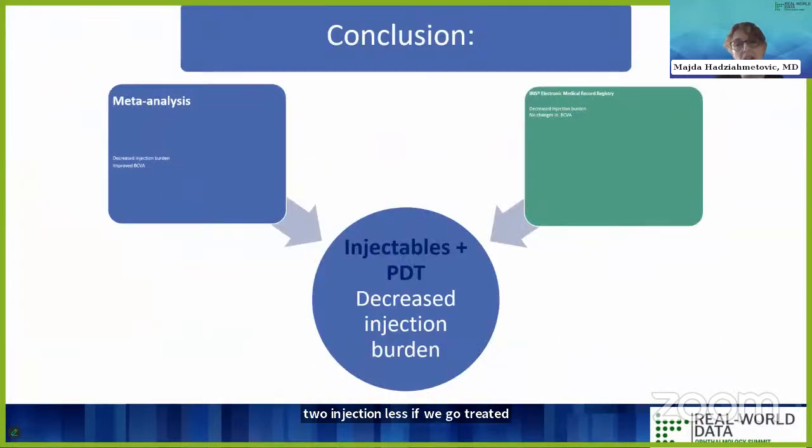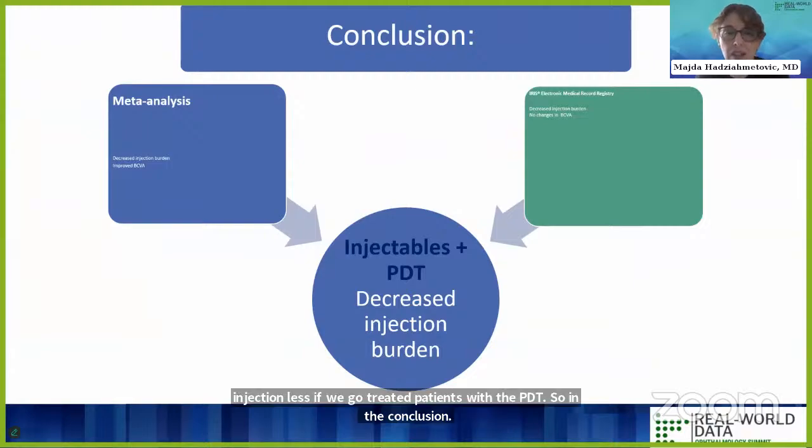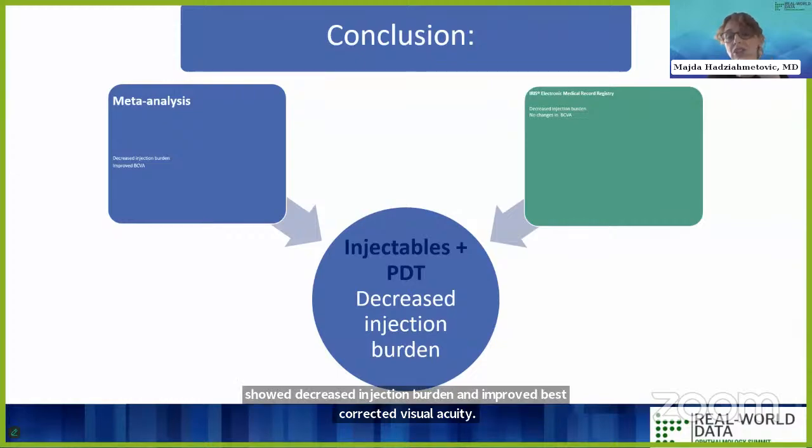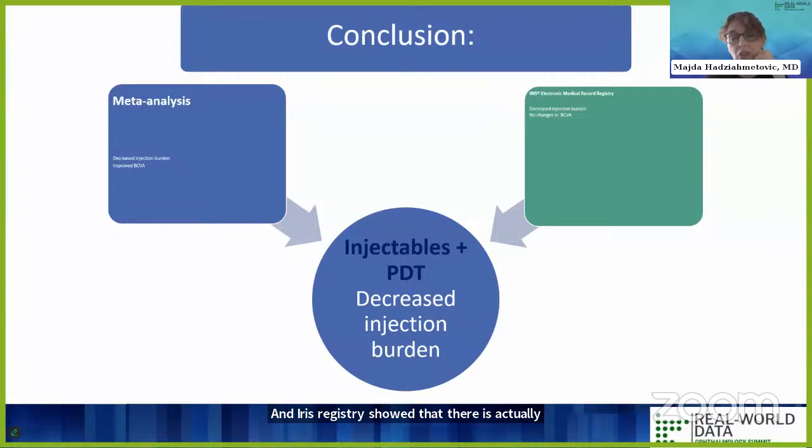So in the conclusion, I'm so sorry that the slides are looking like this. They were not looking like this for me. So the meta-analysis showed decreased injection burden and improved best corrected visual acuity. And the IRIS registry showed that there is a significant decrease in the injection burden without improvement in best corrected visual acuity. So the common denominator is that if we combine injectables with the PDT, we can significantly decrease the injection burden, but the patients have to be selected appropriately.